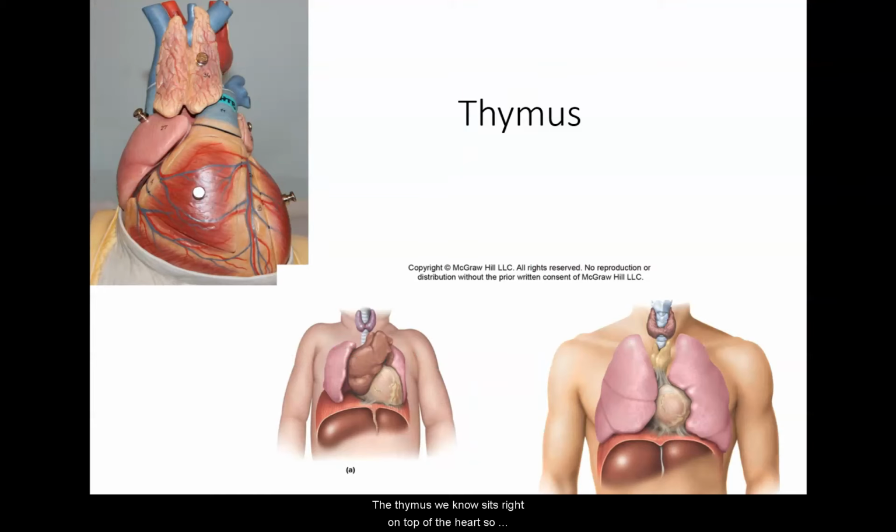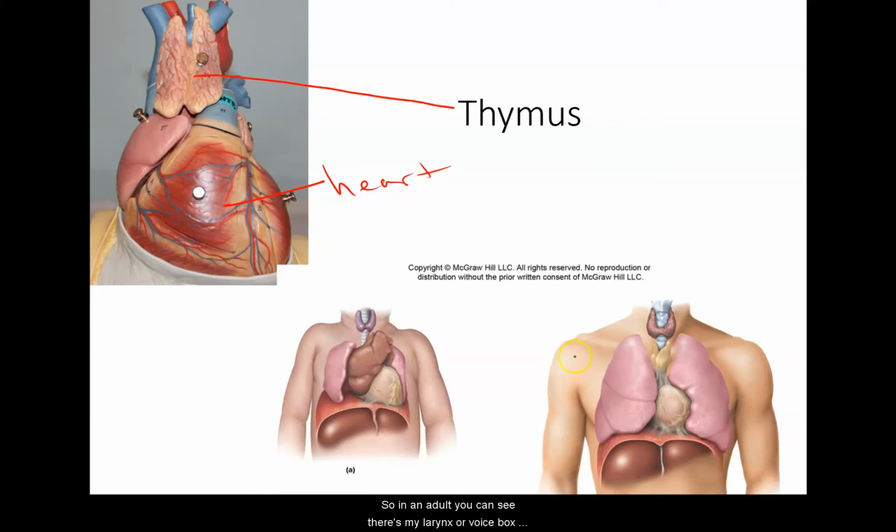The thymus, we know, sits right on top of the heart. So over here we have a model of the heart, and then you can see that thymus sitting right on top of it. Now, as mentioned in the lecture videos, the thymus atrophies as you age.